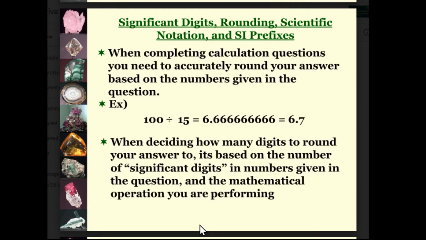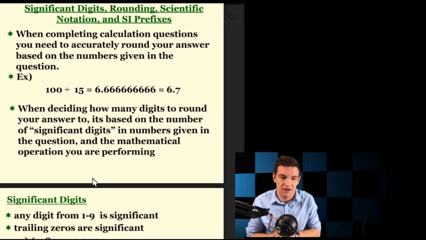Okay, here's an example. So 100 divided by 15. Now, if you type that into your calculator, you would get 6.666 repeating, and then eventually you'd be told to round it to 6.7. Now, in science, so chemistry and physics, it's a little different because you have to follow a bunch of different rules, okay? When deciding how many digits to round your answer to, it's based on the number of significant digits in the numbers given in the question and the mathematical operations you are performing. So there are certain rules that dictate what numbers are significant and what numbers are not significant, and we are going to go over them.